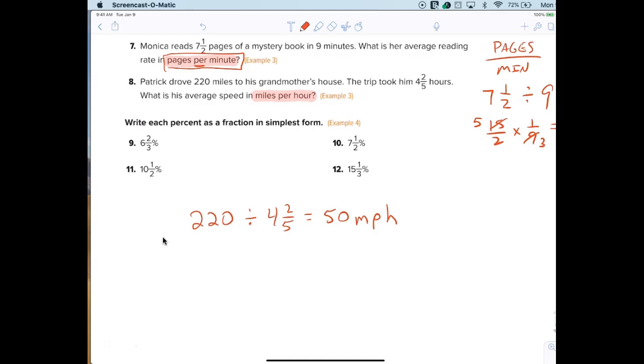Well, no. I know some kids, it is not easy. All right, so I'm asking you. What does it mean when someone says I'm traveling 50 miles per hour? What does that mean? I want you to try to tell me.